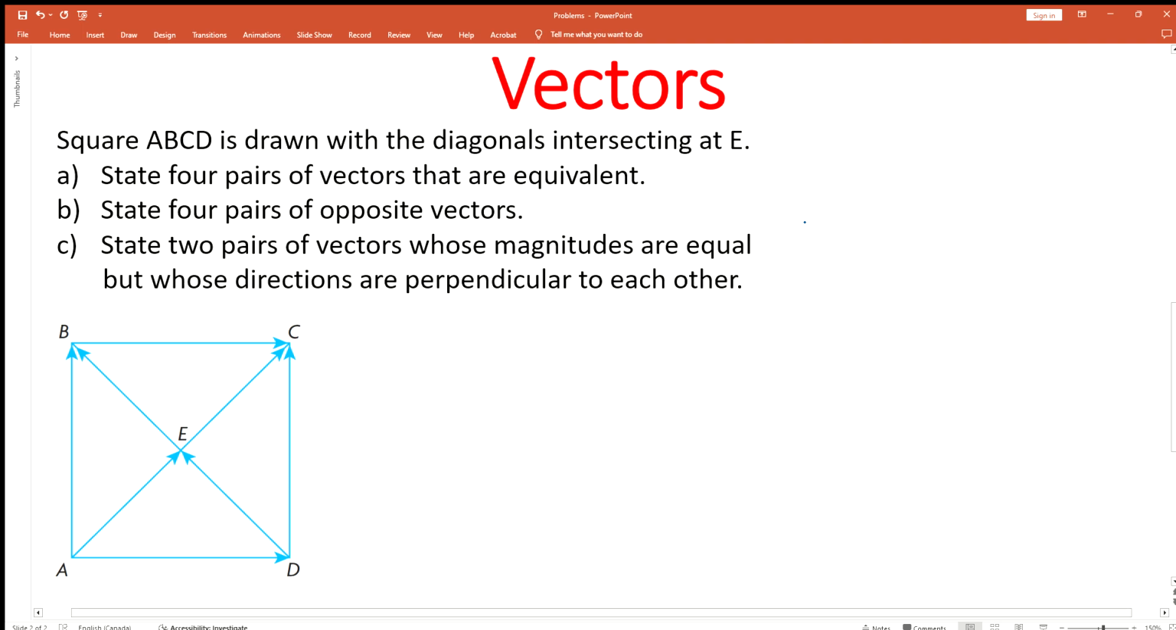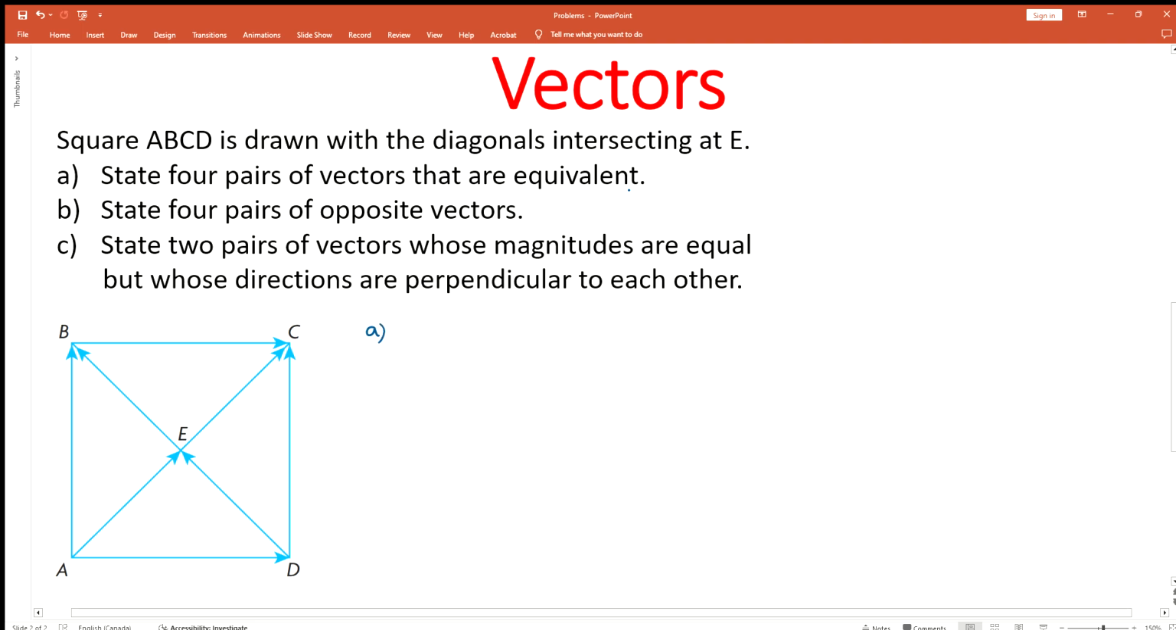In this video, we'll use concepts of vectors to solve this problem. As per the problem, square ABCD is drawn with the diagonals intersecting at E. In part A, we have to state four pairs of vectors that are equivalent. Let's start with part A.